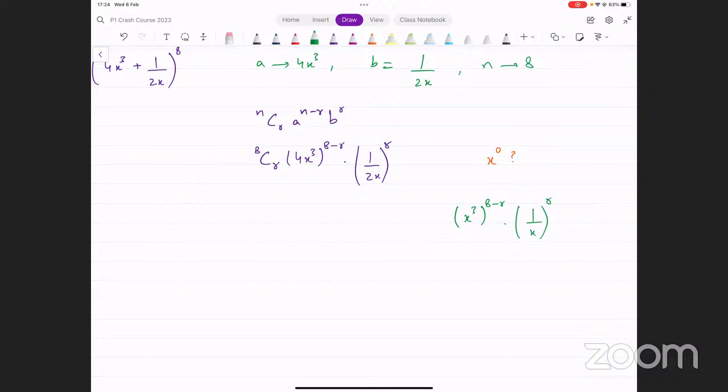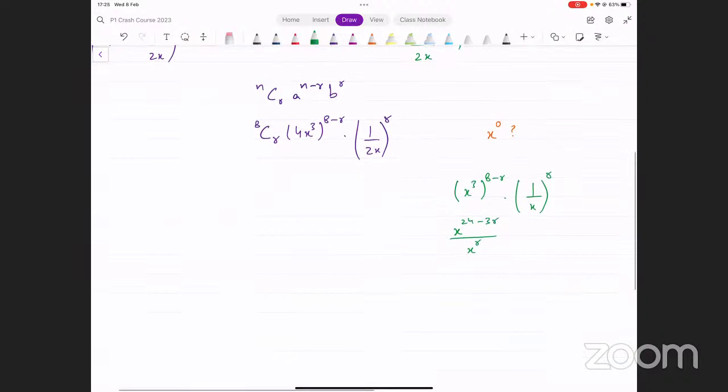Now, if I were to simplify this, 3 times 8, that's 24, minus 3 times r, that's 3r. In the denominator, I've got r. Now, if I simplify this further, it becomes x raised to power 24 minus 3r minus r, which is 24 minus 4r. What do I want this thing to be? This needs to be the same as x raised to power 0.